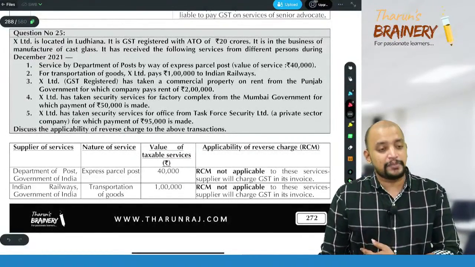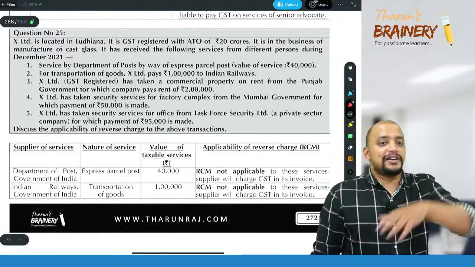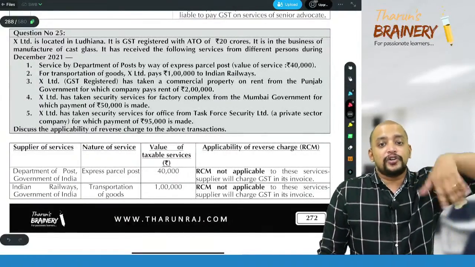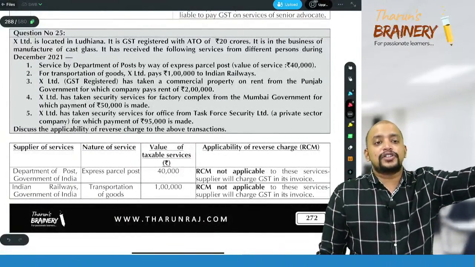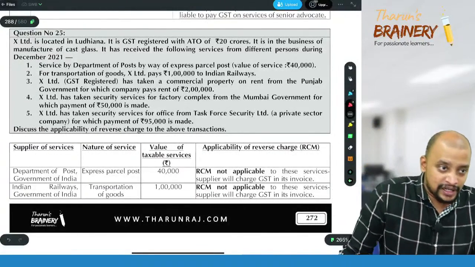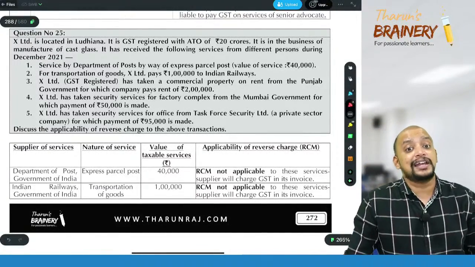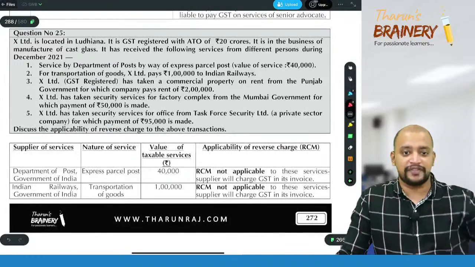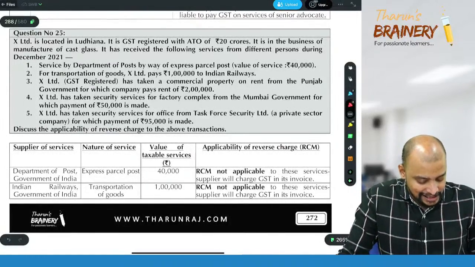Security services from government will not be covered under specific exemptions. No general exemption also. So why no general exemption? Their turnover during the previous year, we don't have the information. And the value of supply less than or equal to 5,000. Here it is more than 5,000. So therefore it will be taxable under RCM.